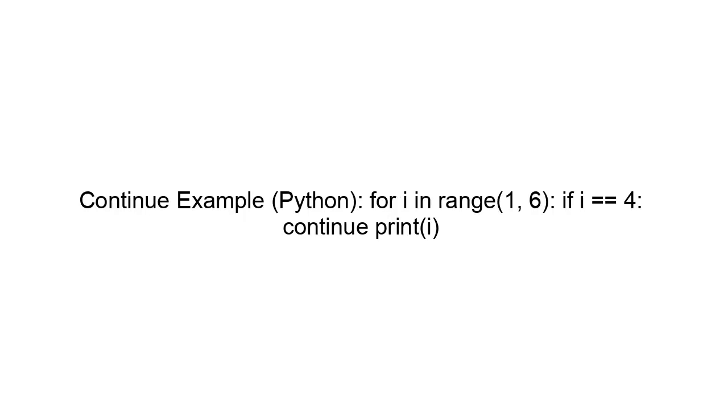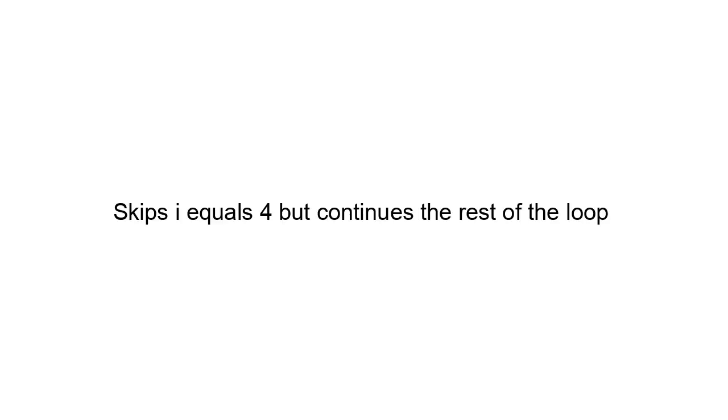Continue example. Python. For i in range(1, 6): if i == 4: continue. Print i. Output: 1, 2, 3, 5. It skips i equals 4 but continues the rest of the loop.